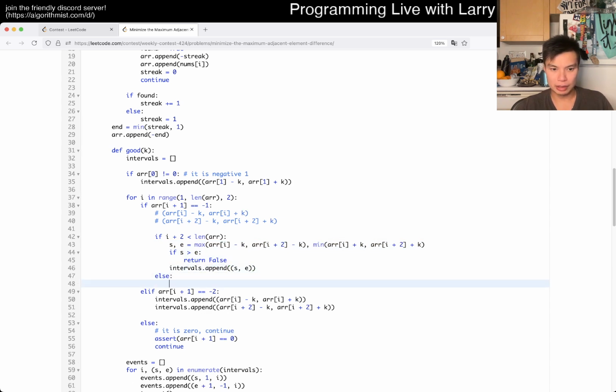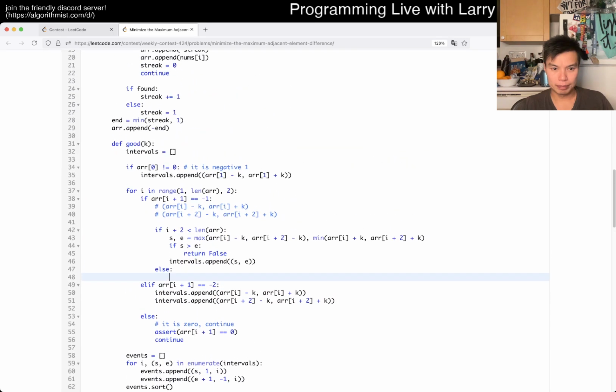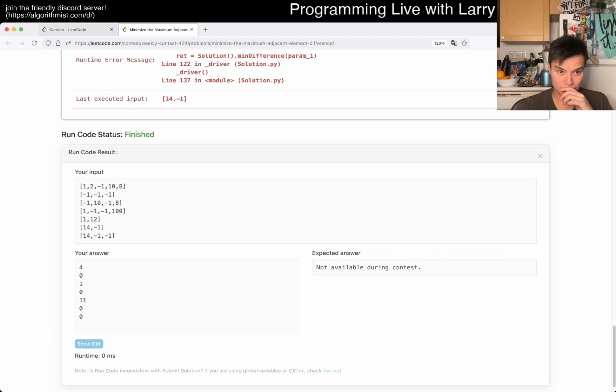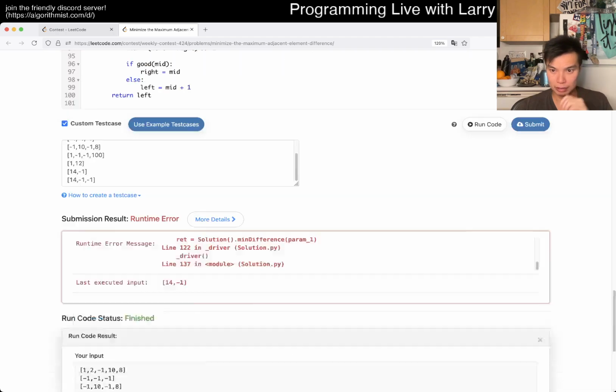Otherwise, this is just the n. So then we can actually, this is just the n. So then we just append the standard. Okay, maybe. Okay, that seems right. So let's give a submit.